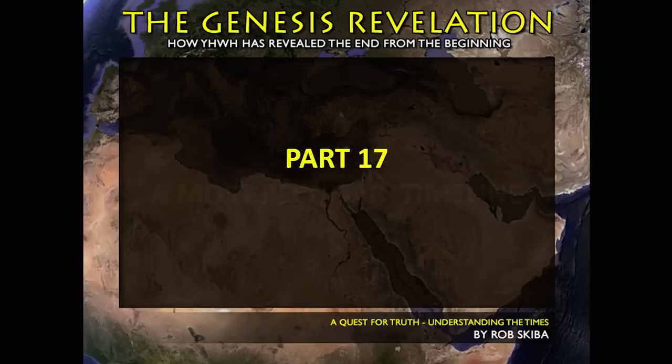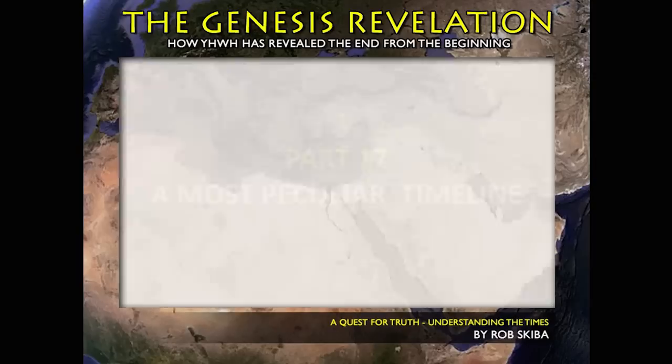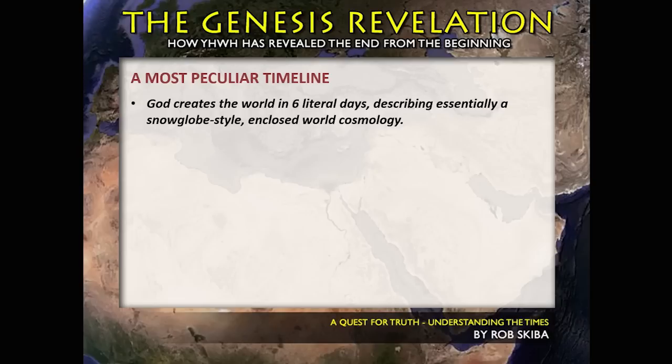So, this is part 17 now, a most peculiar timeline. I began to look at the events of the various things we've been talking about here and put it again into sort of a linear format. We see that God creates the world in 6 literal days, describing essentially a snow globe-styled enclosed world cosmology.